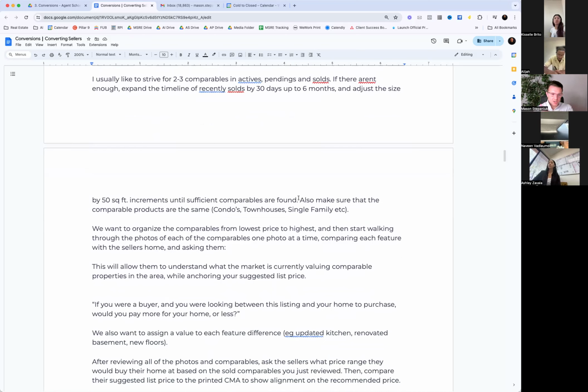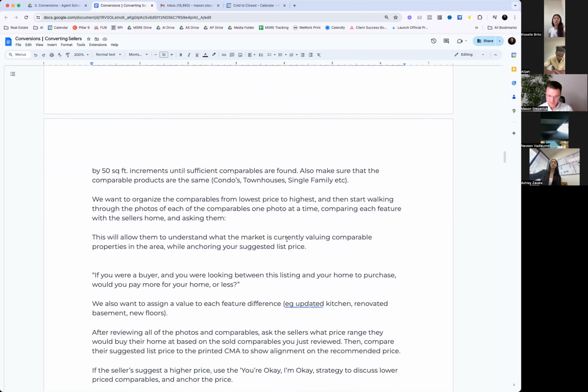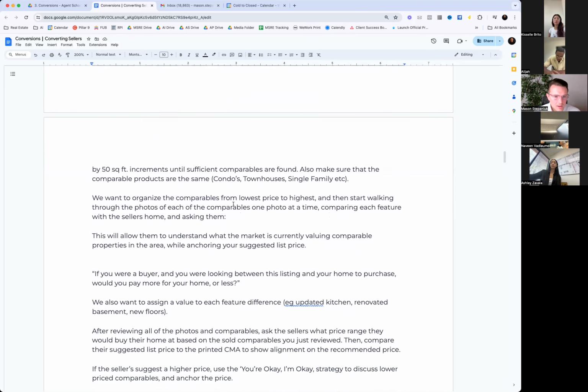Okay. And it's critical to ensure that we're using the same product of the house that they are currently looking to list. So if they have a condo, we don't want to be looking at townhomes. If they have a single family house, we don't want to be looking at condos, and vice versa. And I know that goes without saying.